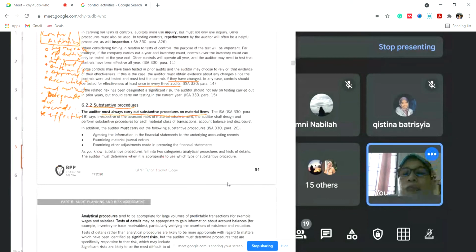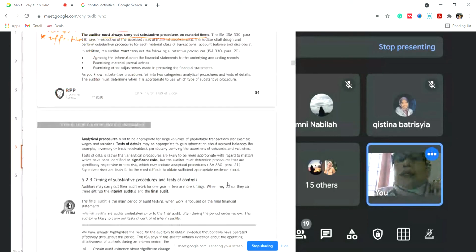You have the class of transactions, account balances and disclosures. So what should you do? You have to use the 8 audit procedures. Agreeing the information in the financial statement to the underlying accounting records. So this is the procedure for vouching. You have to vouch. And then examining material journal entries. Journal entries you have to go into detail, and examining other adjustments made in preparing the financial statement.